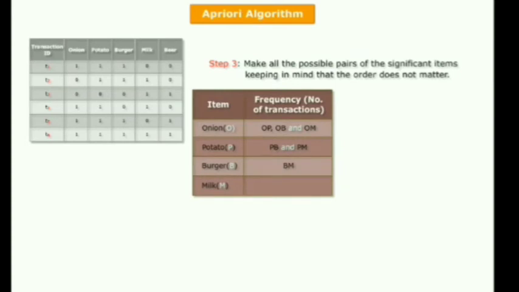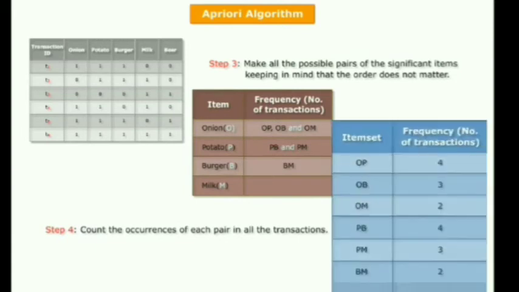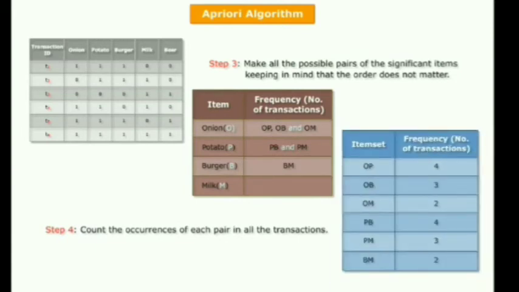Similarly, consider the second item and pair it with the preceding items, that is PB and PM. You will be considering only the preceding items because PO same as OP already exists. Therefore, the pairs in the example are OP, OB, OM, PB, PM and BM. Step 4. Now count the occurrences of each pair in all the transactions.